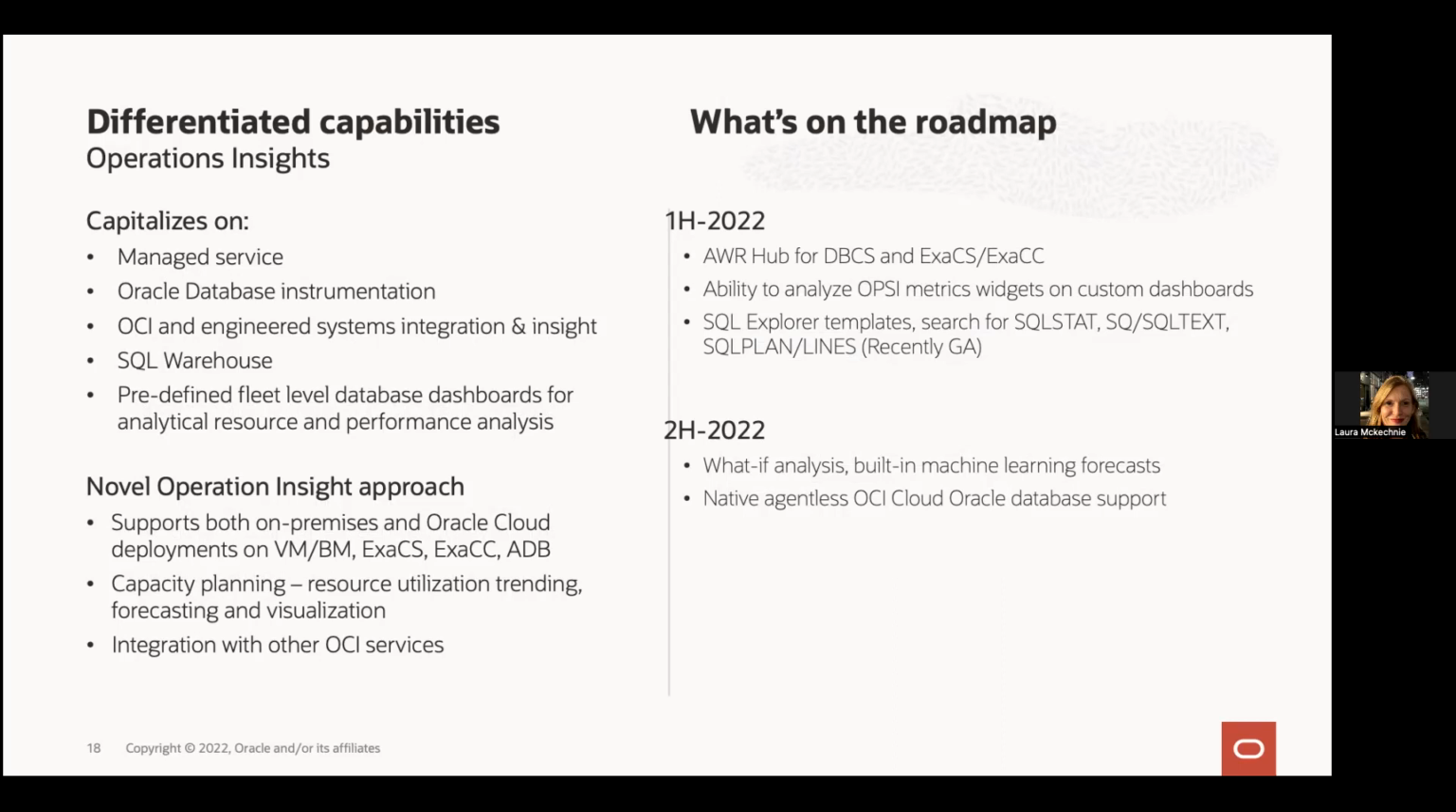In terms of what's on the roadmap, we are adding what-if analysis capability with a built-in machine learning model for forecasting use cases across databases, hosts, and other targets. We're also adding native agentless capability on OCI Cloud Oracle database. And we have recently added support for AWR Explorer, as I mentioned, and there are many other things coming in the pipeline in terms of Operations Insights.